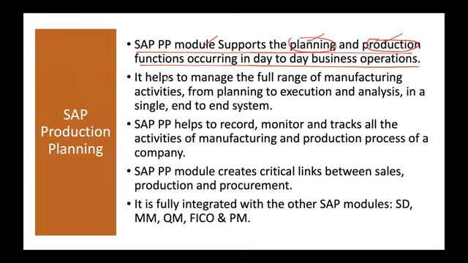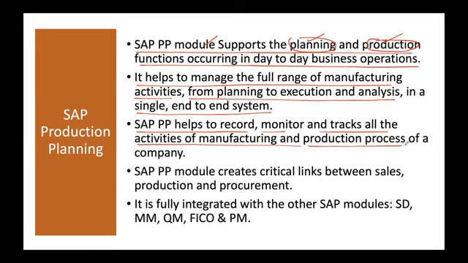It helps to manage the full range of manufacturing activities from planning to execution and analysis in a single end-to-end system. That's what we just discussed. All manufacturing activities from planning to execution in the same system. SAP PP helps to record, monitor, and track all the activities of manufacturing and production processes of a company. You record all your production activities information. You monitor periodically, and you track everything. You take reports. You can do it in the system.